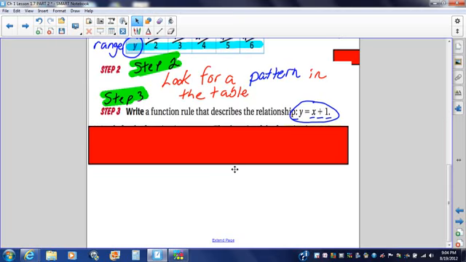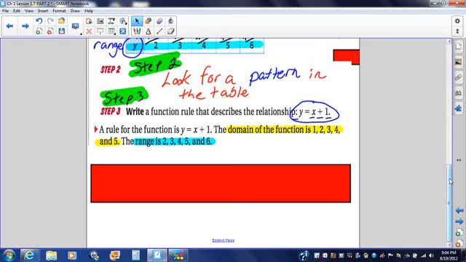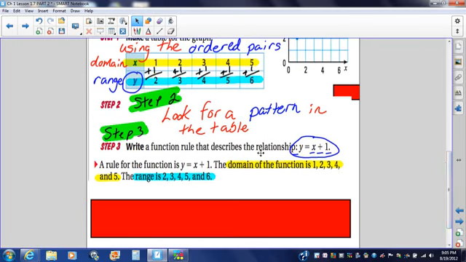Okay, and just a quick review. The domain, King Xavier, my domain is 1, 2, 3, 4, 5. Those are my numbers for my X. Thank you. I was just testing you. You passed the test. My range would be 2, 3, 4, 5, 6, my Y values.